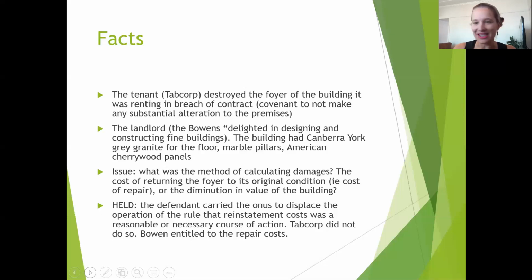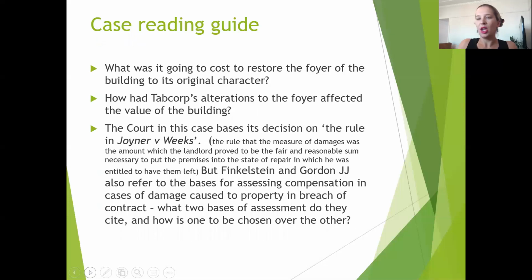All right, so we'll go through the case reading guide now. The first question that I had was, what was it going to cost to restore the foyer of the building to its original character, its original granite? Here, $1.38 million.